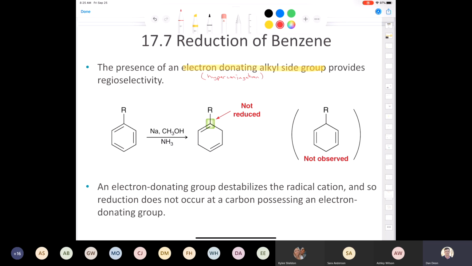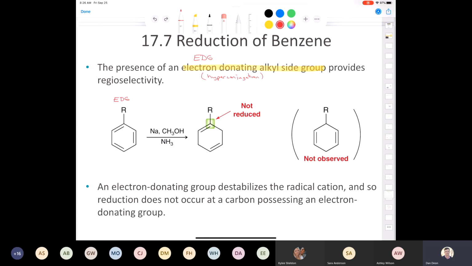And so what's going to happen is, if you take an aromatic ring that has an alkyl group on it, remember that's an electron donating group. Now, electron donating, we put EDG for electron donating group. So this is an EDG, okay? The carbon that has that electron donating group attached to it is not going to be reduced. Let me show you why.